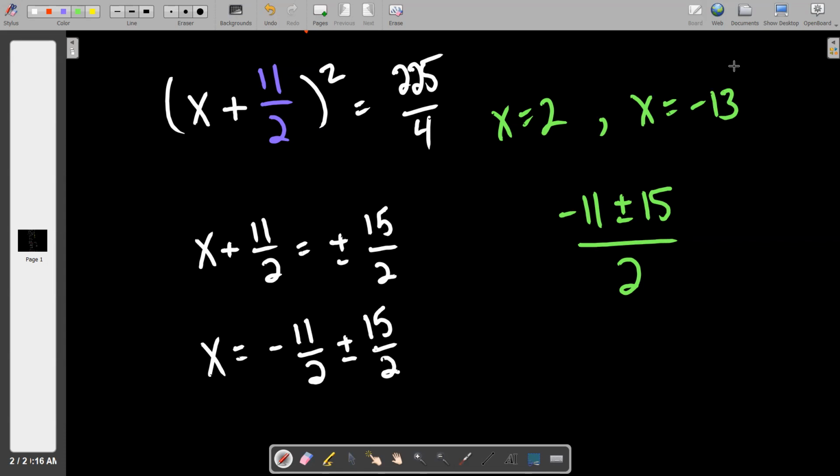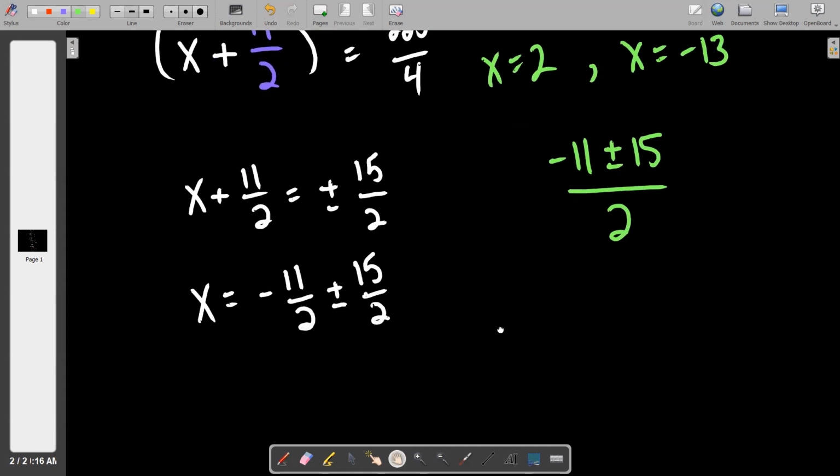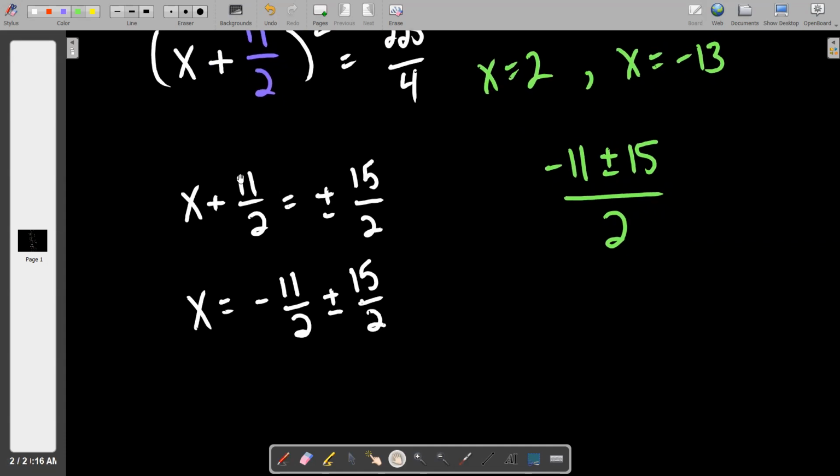So you can conjoin the fractions and then take the paths, or you can just do the pathways as they sit. It's not hard because the fractions have the same denominators; they're both 2's. So we can just pathway this little sucker right now. Take the top road. What's negative 11 plus 15? 4 over 2, which is 2.